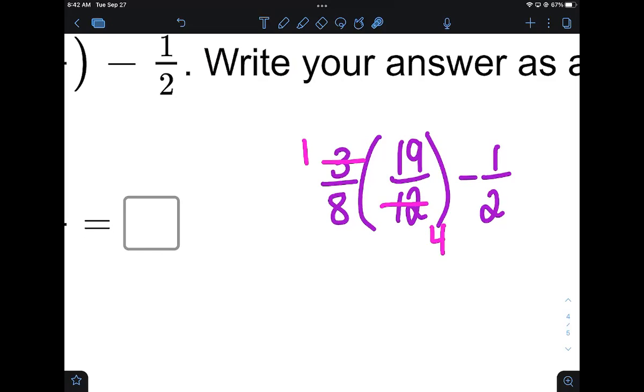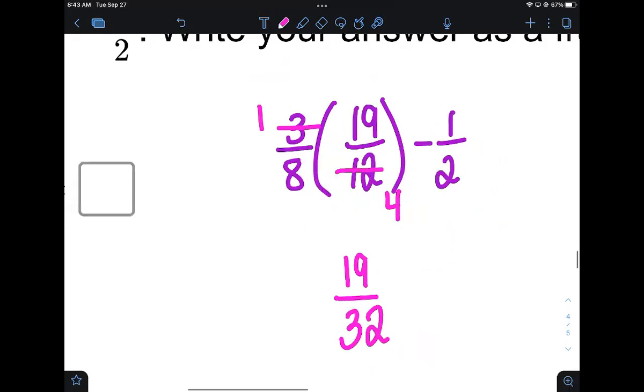They would normally cancel if they were on 2 different levels, but I can only cancel a top number with a bottom number. So if nothing cancels, we're ready to go ahead and multiply those. What's 1 times 19? 19. Thank you. And on the bottom, what's 8 times 4? 32. Which brings me to the last part of this problem, subtracting a half from it.